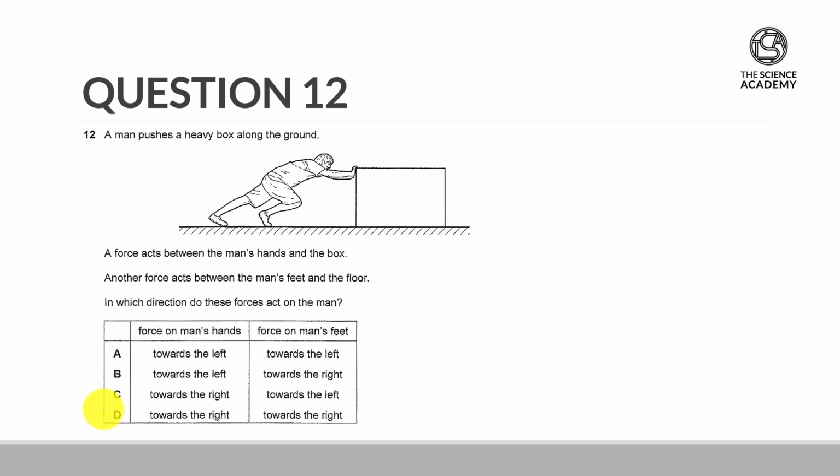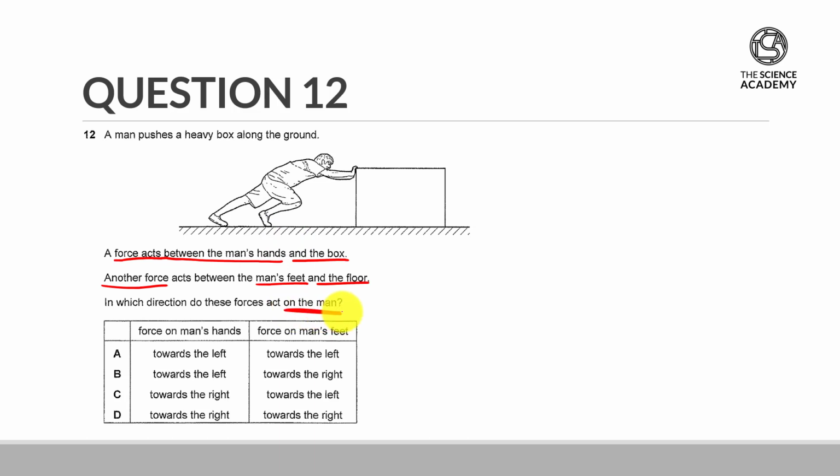In our next question 12, we have a man that pushes a heavy box along the ground. A force acts on the man's hand and the box. And we have another force that acts between the man's feet and the floor. So we are asked in which directions do these forces act on the man.